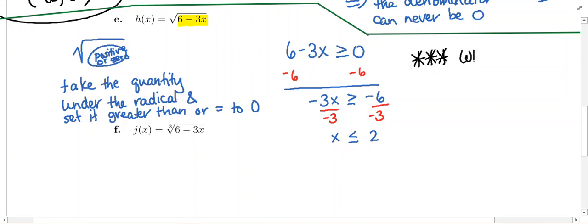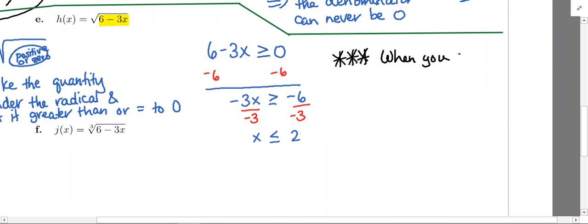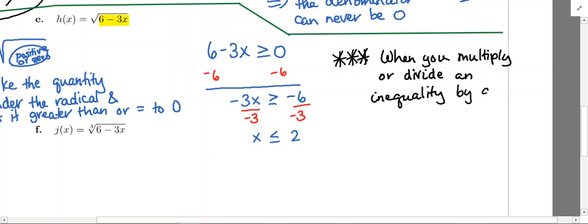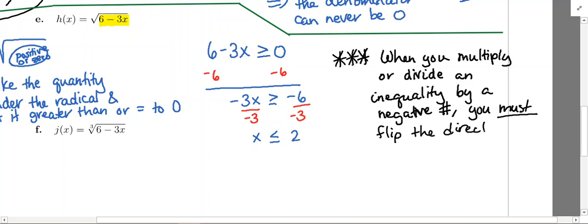When you multiply or divide an inequality by a negative number, you must flip the direction of the inequality symbol.